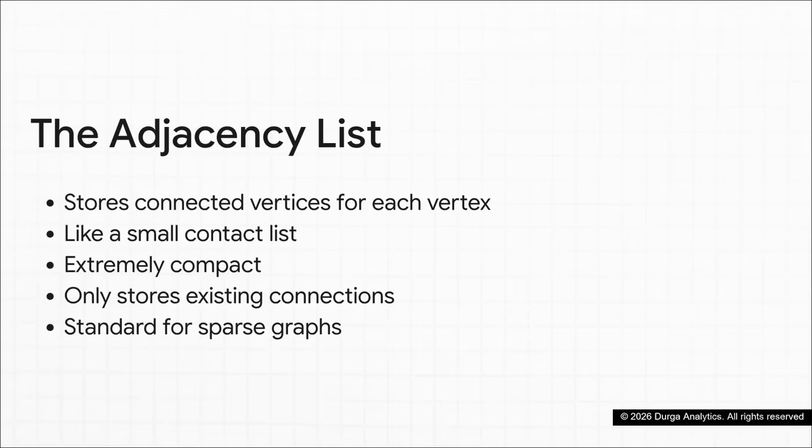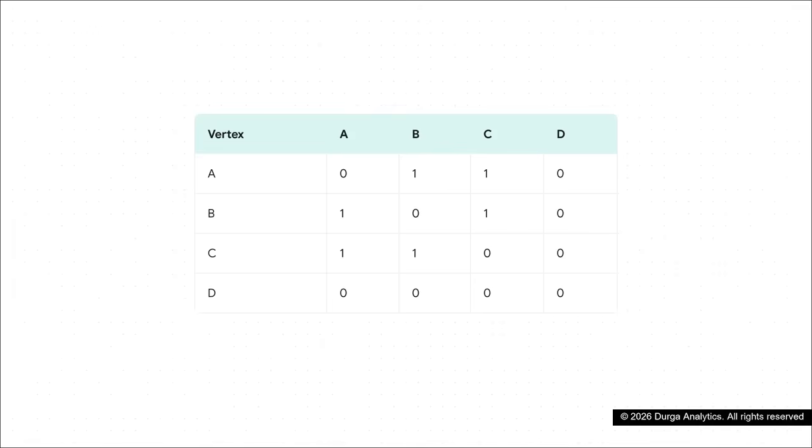For sparse graphs, where there are relatively few edges compared to a massive number of vertices, this is your absolute go-to standard. It saves a phenomenal amount of memory. On the flip side, we have the adjacency matrix. Think of this as a massive grid, a giant 2D array with a row and column for every single vertex in the entire graph. If there's a connection, you flip a 0 to a 1. Now, you want to know if node A connects to node C? Bam! Instant, constant time lookup.